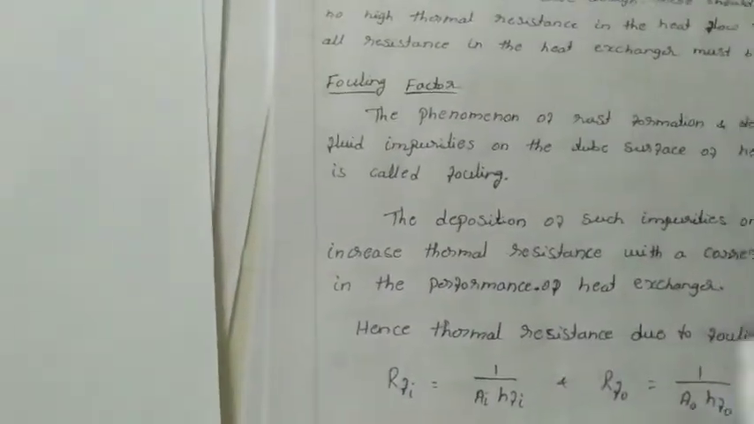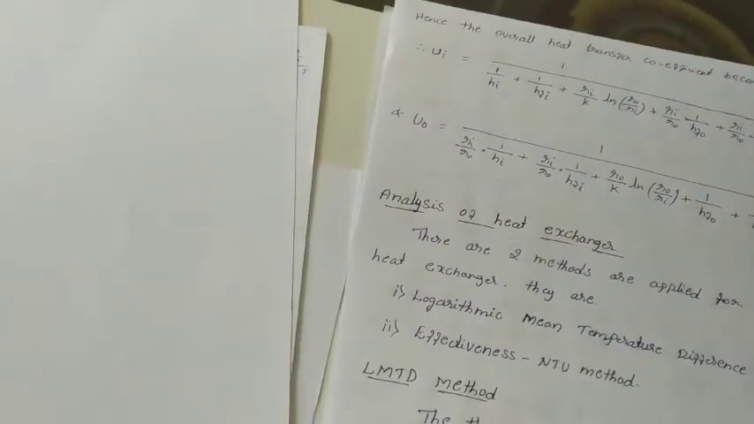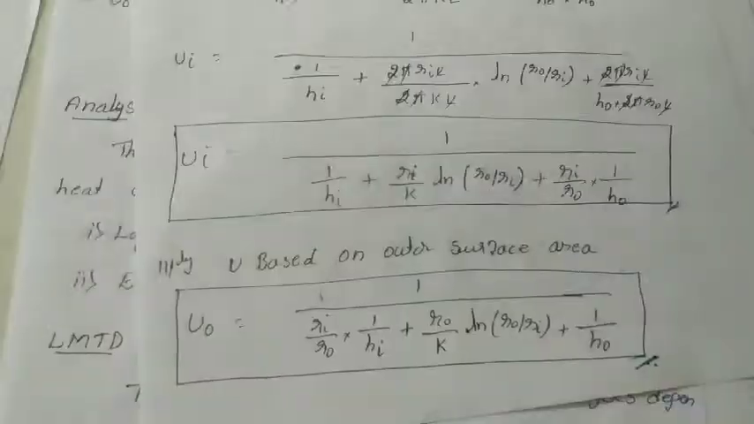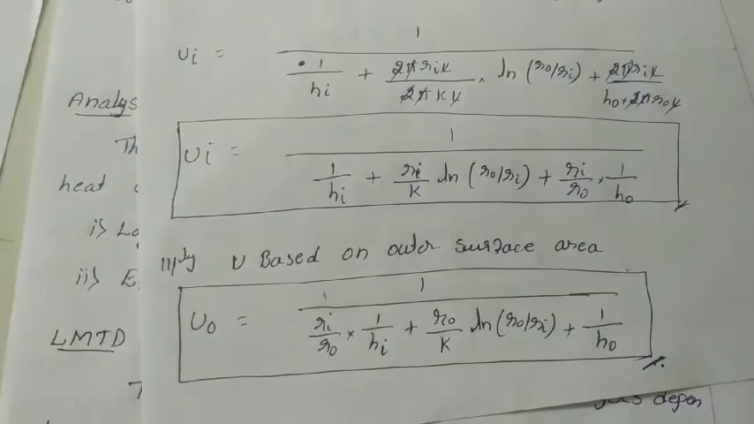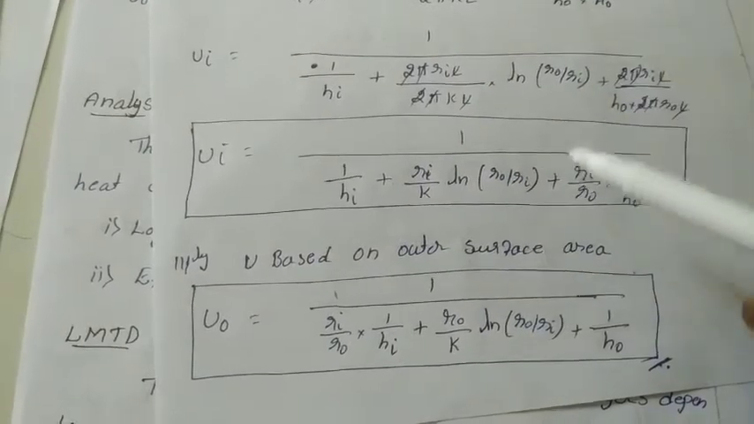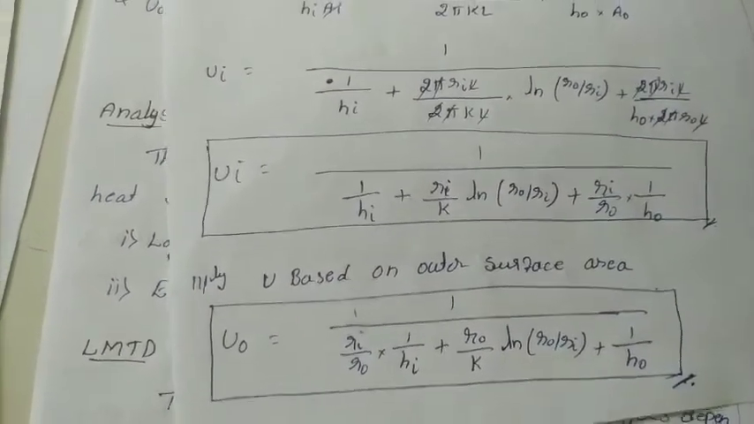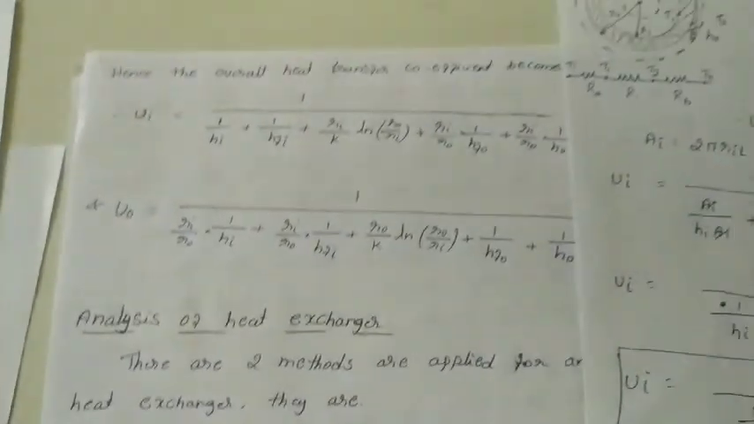So let us consider the overall heat transfer coefficient for the tube. Actually we do not have to discuss a plane wall. In a heat exchanger, we only discuss cylindrical coordinates. So hence the overall heat transfer coefficient becomes this equation. Look at it, these two equations will become this equation, and an extra term will be added.